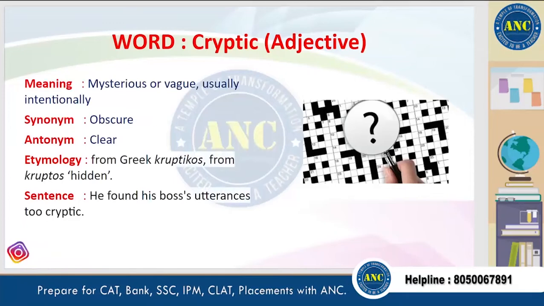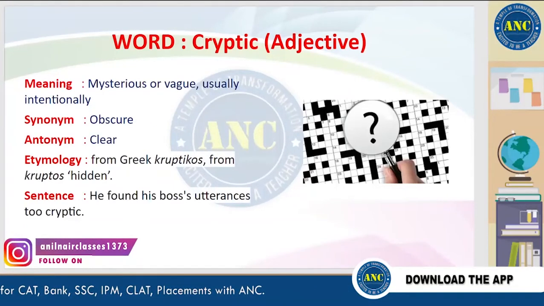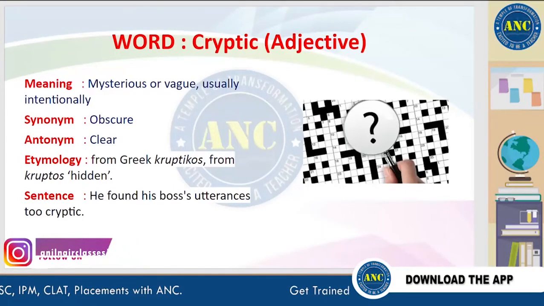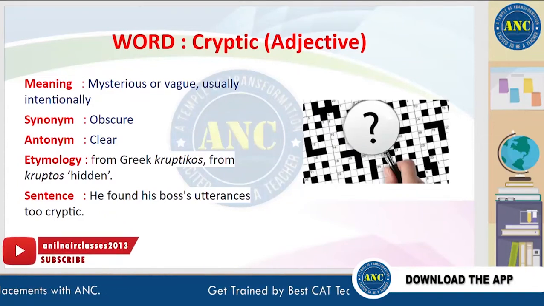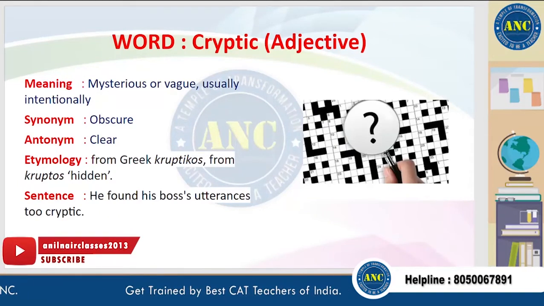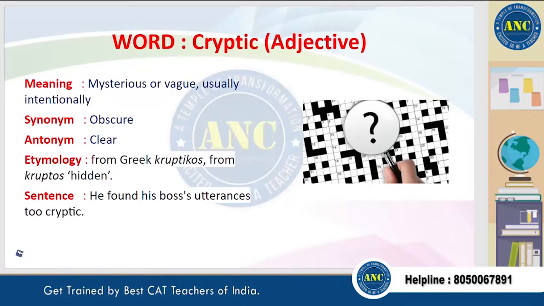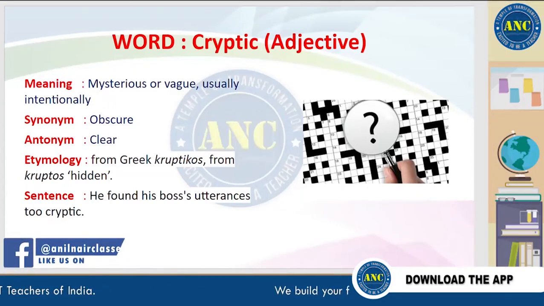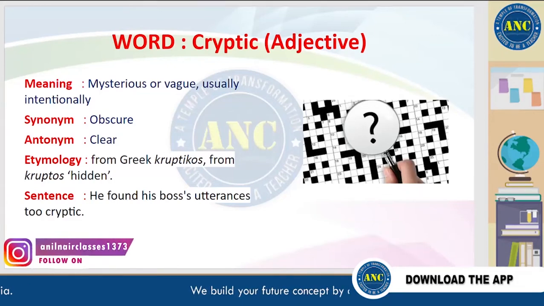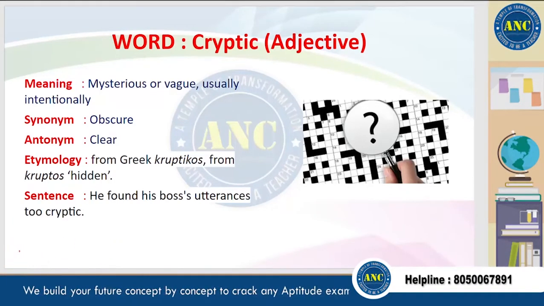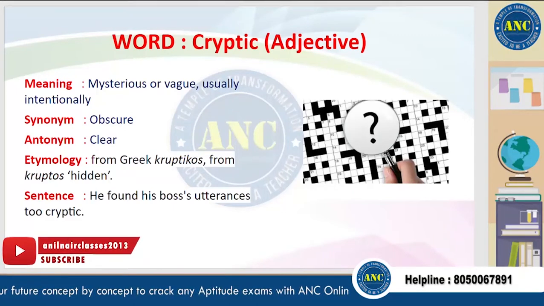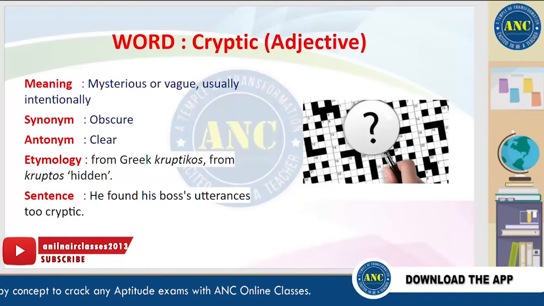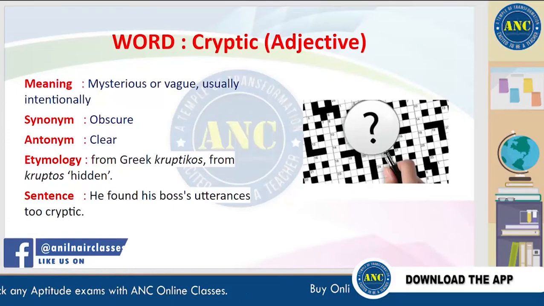The next word is cryptic. Cryptic means mysterious or vague, usually intentionally. A synonym for this word is obscure, and an antonym is clear. It is derived from a Greek word which means to be hidden. A sentence for this word is, he found his boss's utterances too cryptic, meaning he couldn't really understand them. I often find crossword puzzles as cryptic.